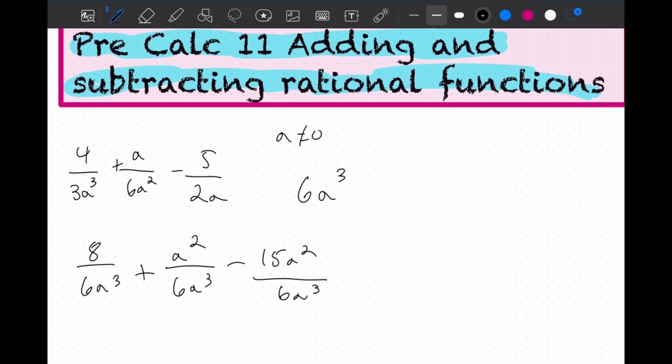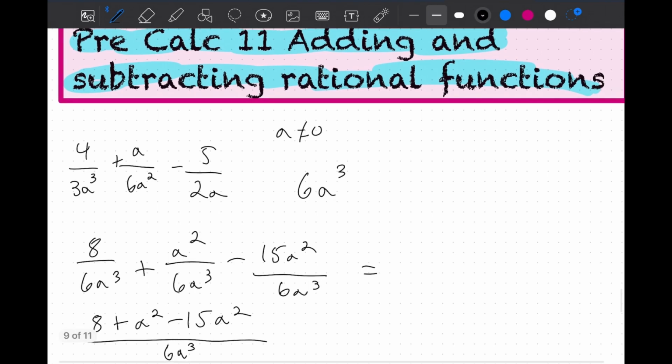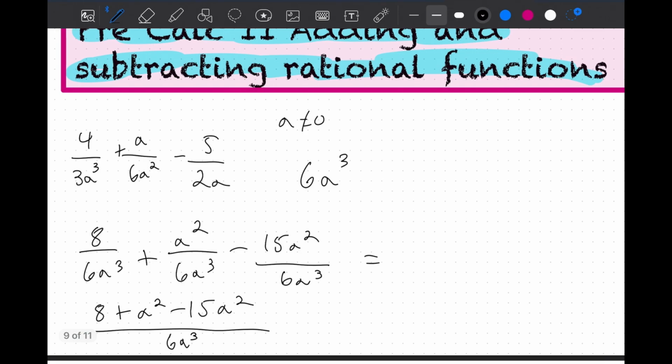So everything is now going to be over the same denominator, so it would be 8 plus a squared minus 15a squared all over 6a to the 3. And from there, I think that's all you can really do here.